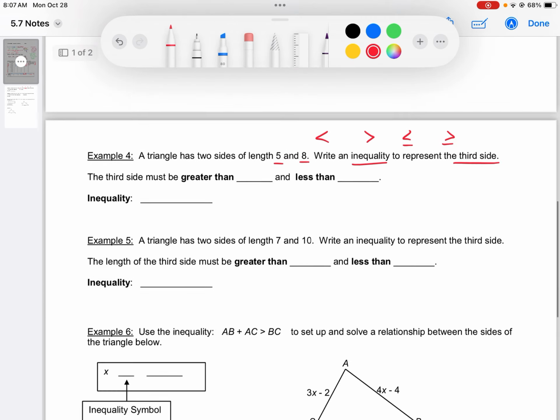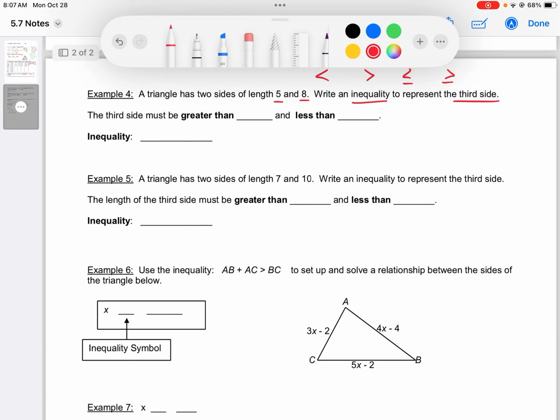Well, based on the theorem we just read, the sum of any two sides is greater than the third side. So the two sides we have are 8 and 5. 8 and 5 is 13. And the third side has to be less than 13. So we know that for sure. It has to be less than 13. But it also has to be greater than 8 minus 5, which is 3.